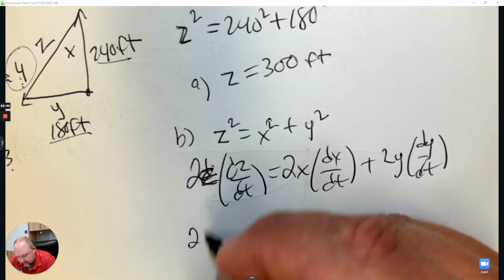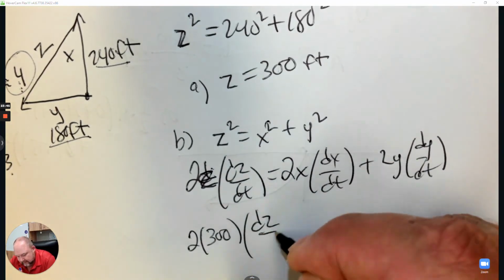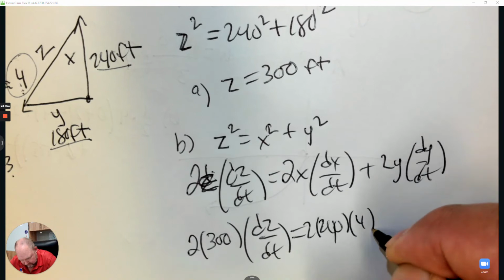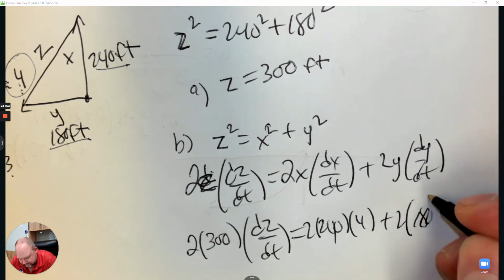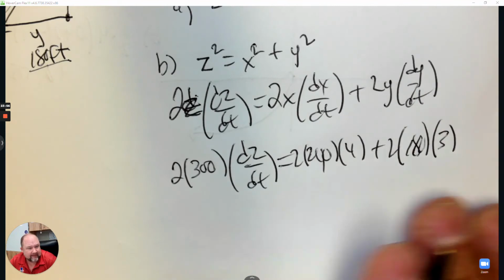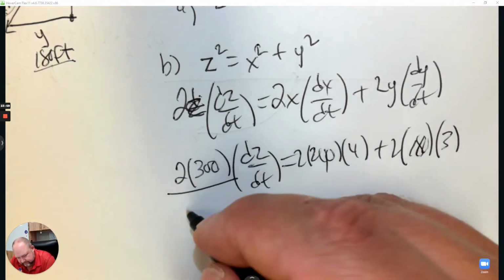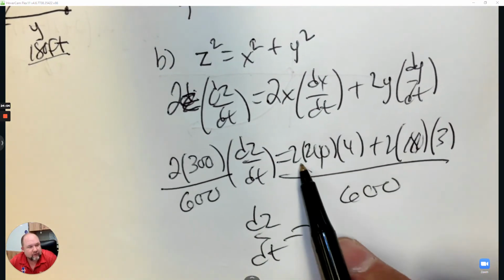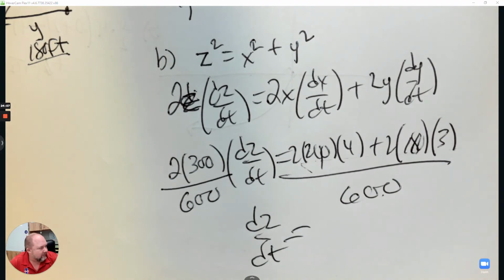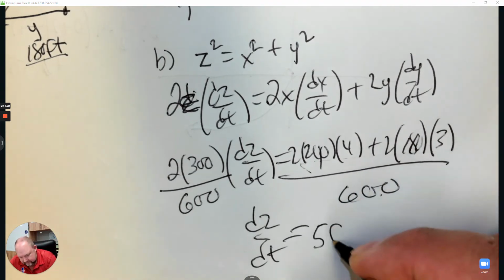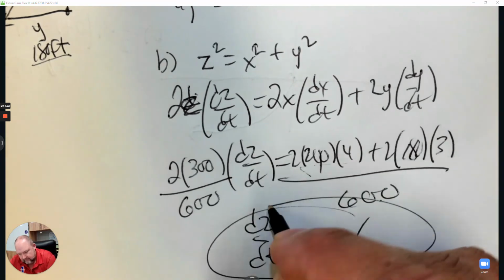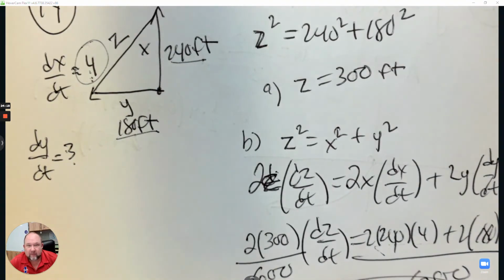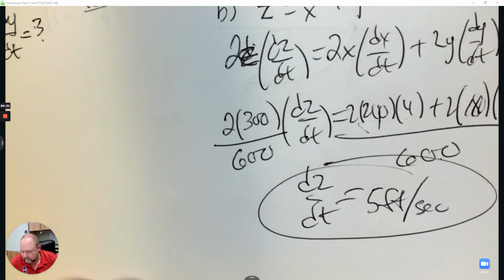Then plug in the values that you know. So you know z is 300. That's what I'm looking for. x is 240, and the rate is 4. y is 180, and the rate is 3. And then all you have to do is solve that. I don't mind if you use your calculator. So put that in your calculator, and the answer would be 5 feet per second. You could also notice it's a 3, 4, 5 right triangle with rates too.